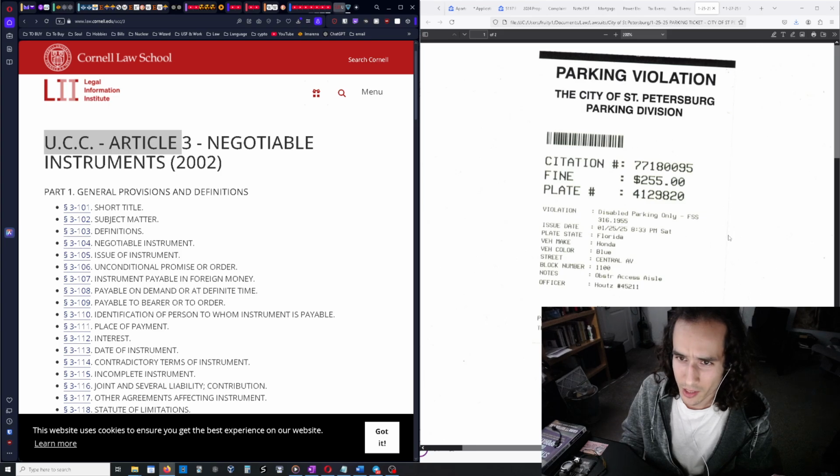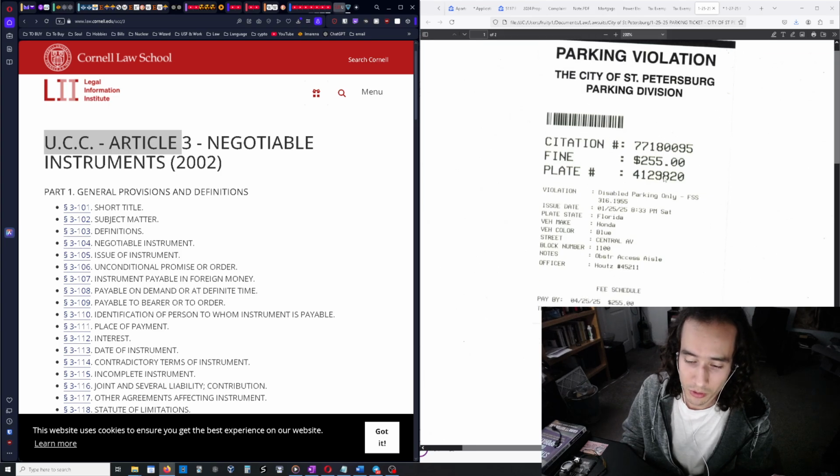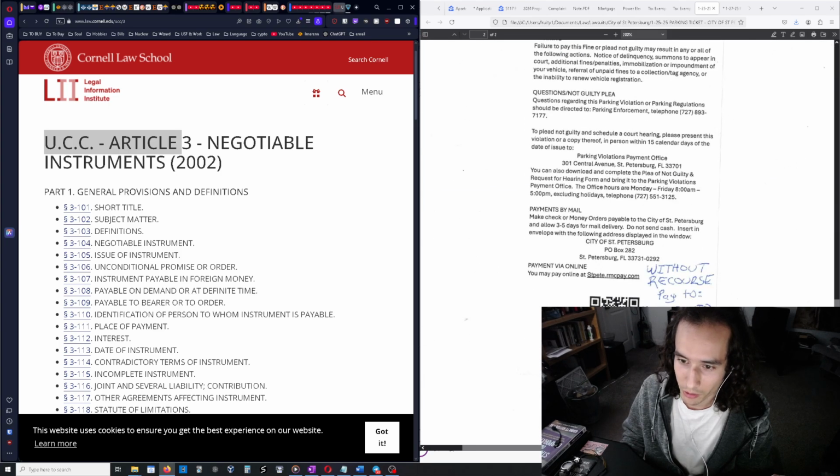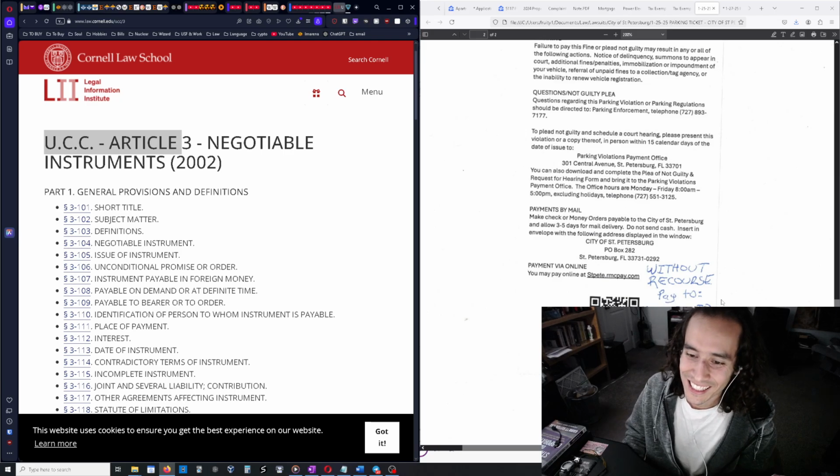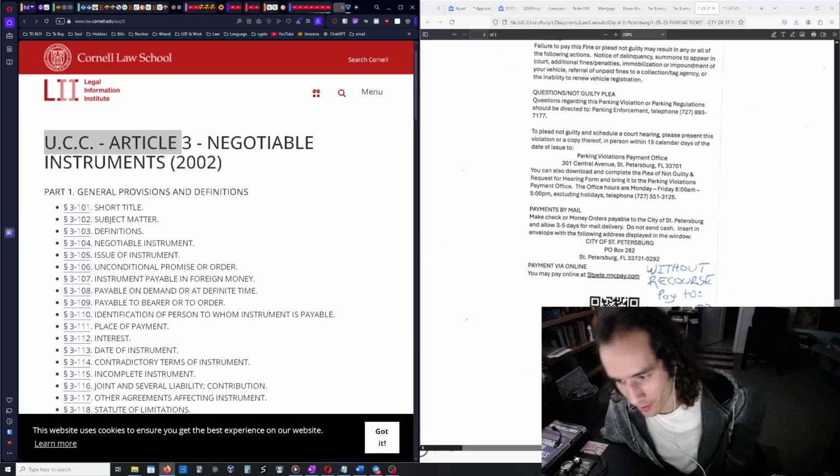Yeah, this can be applied for an officer too. If the officer pulls you over, do the same thing. Just write "without recourse" and mail it to them or just hand it back to the officer. I don't know, I have never been in that situation, honestly.